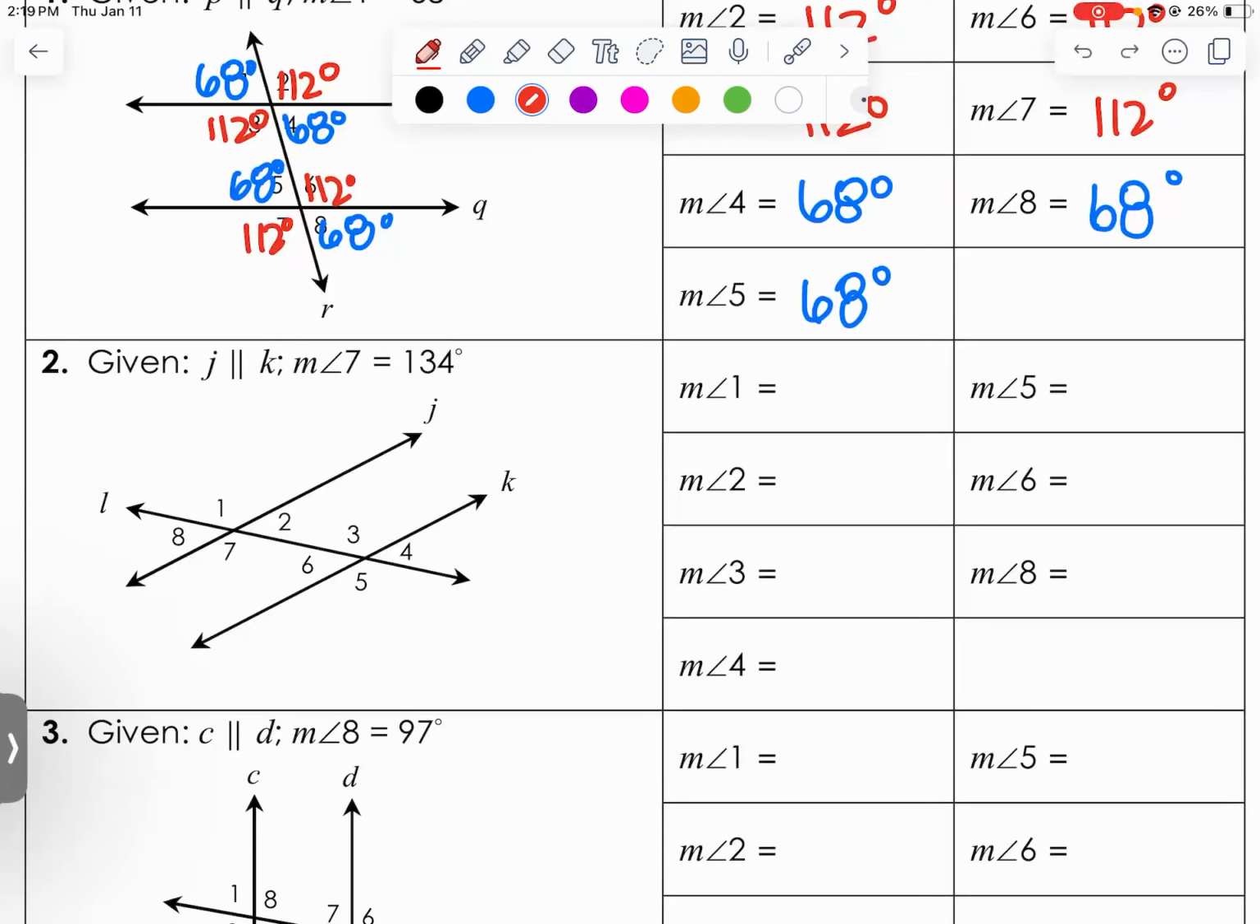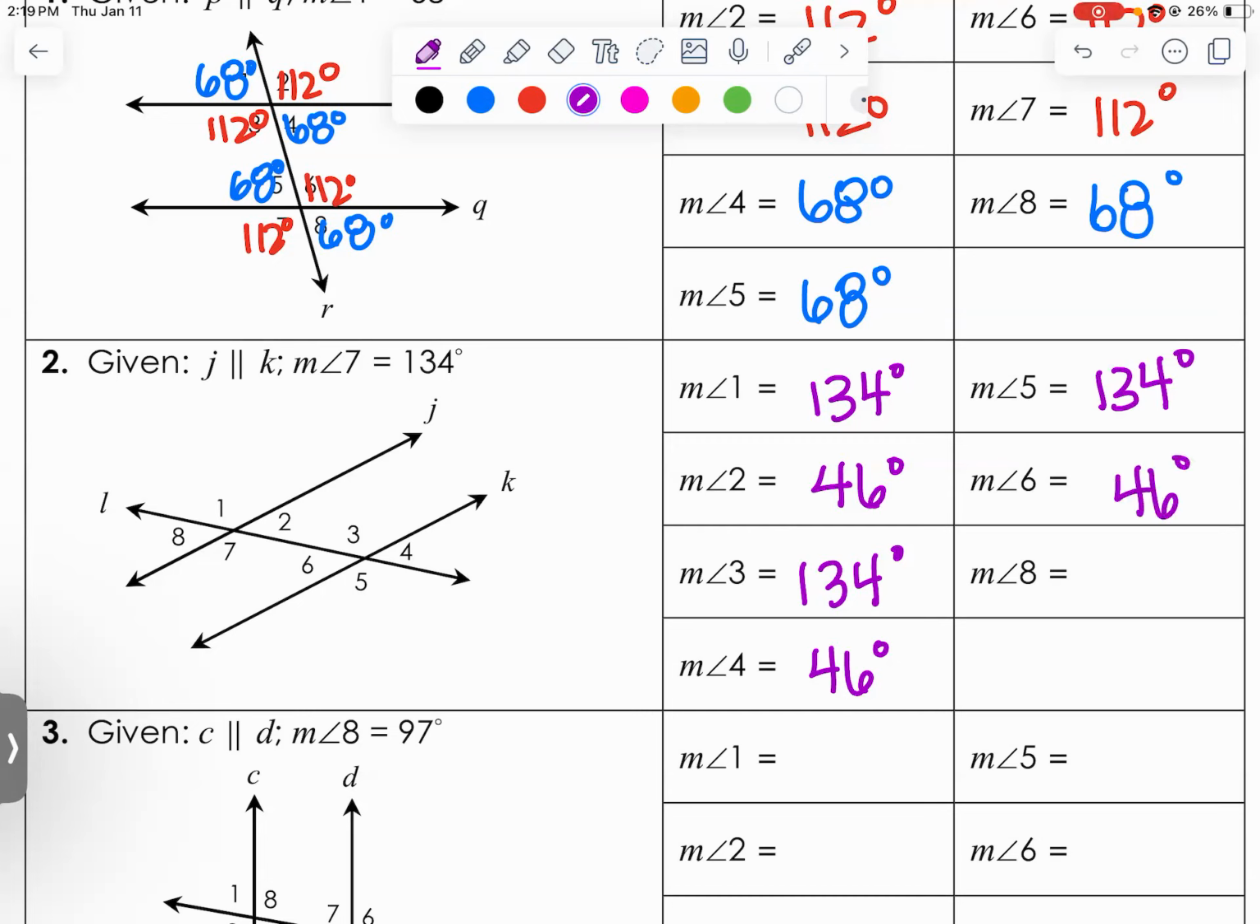All right, Connor, what do you have for angle 1? 134. Zayden, angle 2. Drew, angle 3. Gabe, angle 4. 46. Carly, angle 5. Eli, angle 6. 46. Brooks, angle 8. Look at that. Okay, not so bad, right?